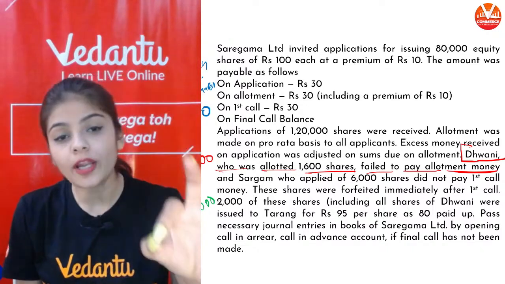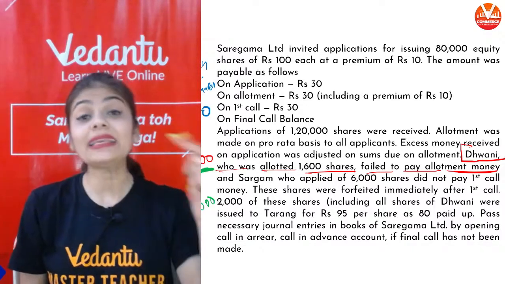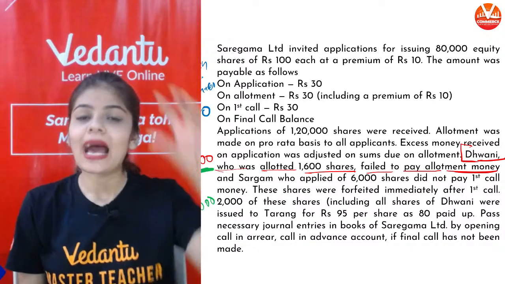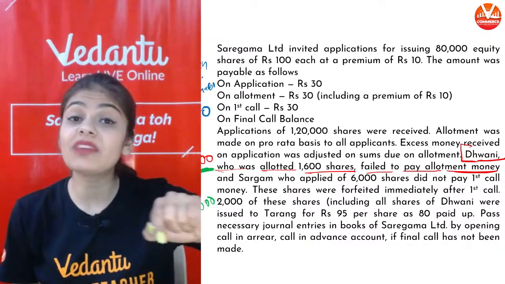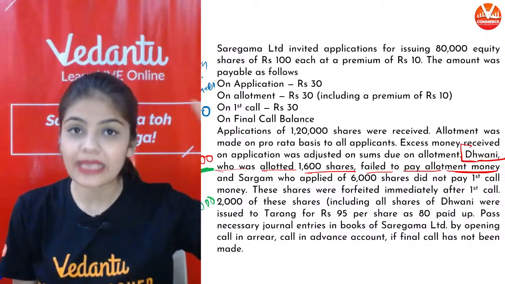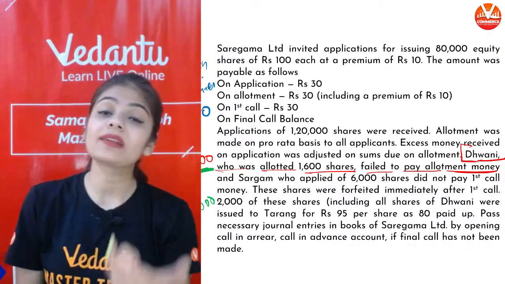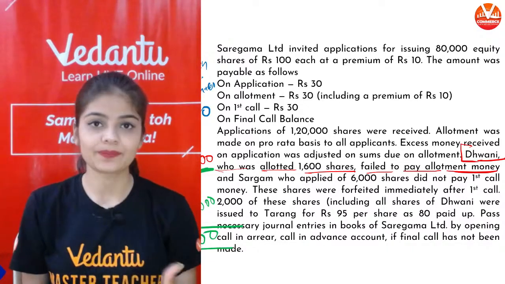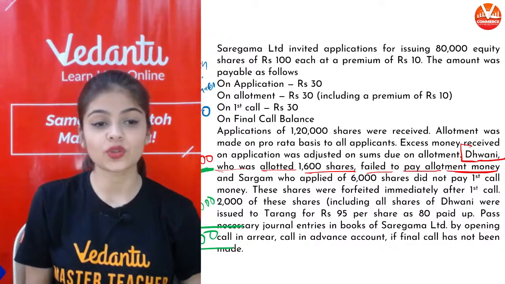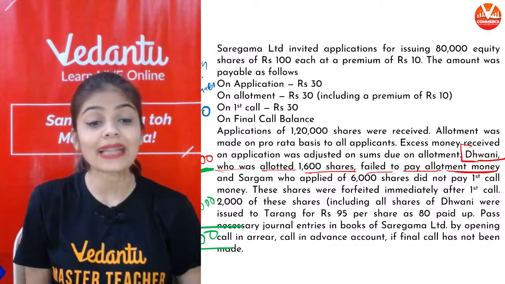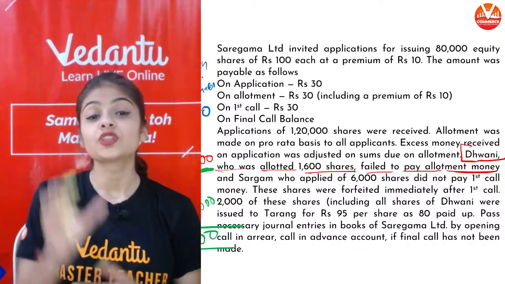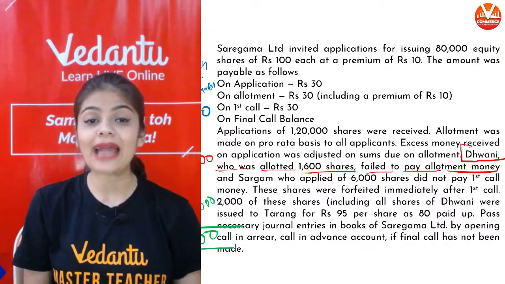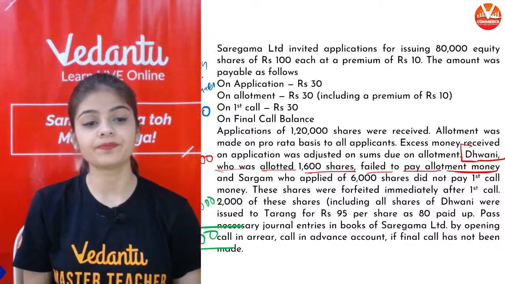Now, the allotment due is 48,000 and the excess application money received is 24,000, which means that out of 48,000, 24,000 is already received and the balance 24,000 is arrears. So these are calls in arrears at the time of allotment. So this will be subtracted at the time of allotment money received.